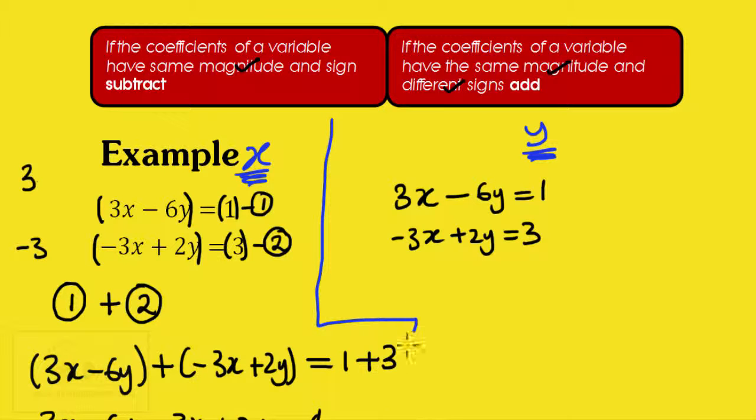So I'm just going to put some kind of border here. Now, the rule says if the coefficients of a variable have the same magnitude, y here has a coefficient of, let's see, coefficient.